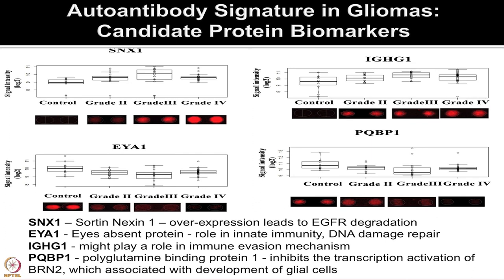Now, the other 2 proteins which we identified are EYA1 protein and PQBP1 protein. EYA1, the eyes absent protein, plays an important role in the innate immune response and also in DNA damage repair. So, it is already known to play an important role in cancer, but what we find interesting is that the level of this protein is high in the control, and as the disease progresses from grade 2, 3 and 4, the signal for these spots is going down.